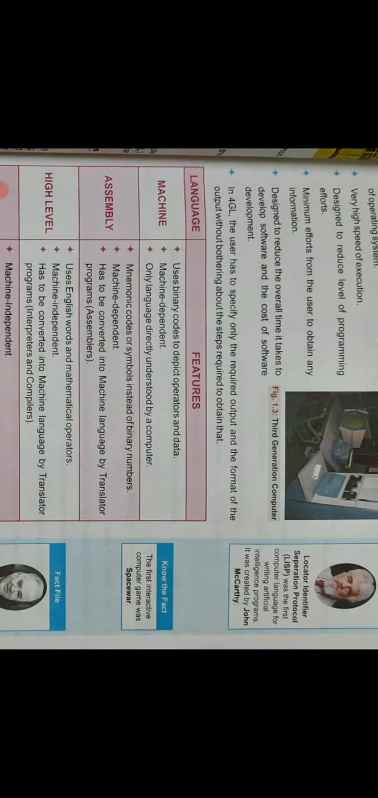Next one, number 3. Interpreter, no object code. Compiler, object program is created. The last one, in interpreter, execution is slow. In compiler, execution is fast.